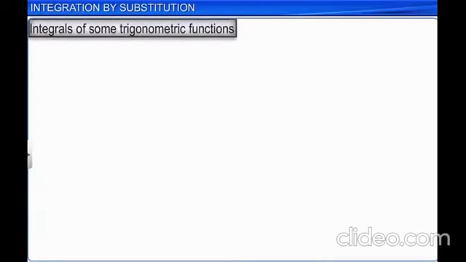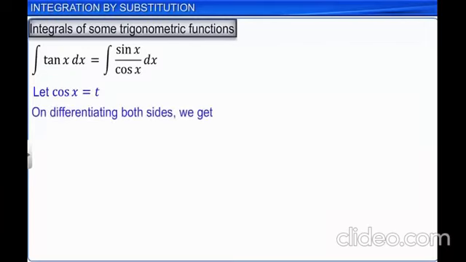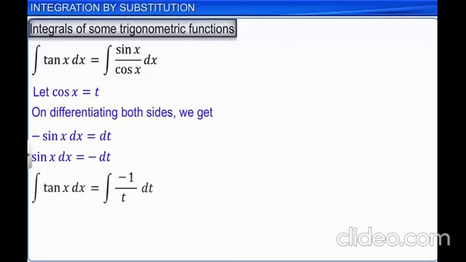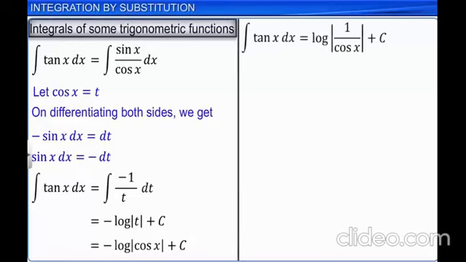The integrals of some trigonometric functions can also be found by the substitution method. Let's start with integral of tan x. Tan x can be written as sin x divided by cos x. Substitute cos x is equal to t. On differentiating both the sides, we get minus sin x dx is equal to dt. Now, writing the integral in terms of t, we get integral of minus 1 upon t dt. This is equal to minus log mod t plus c. Replacing t by cos x and then simplifying, we get log mod of 1 upon cos x plus c. Therefore, integral of tan x is equal to log mod of secant x plus the constant.